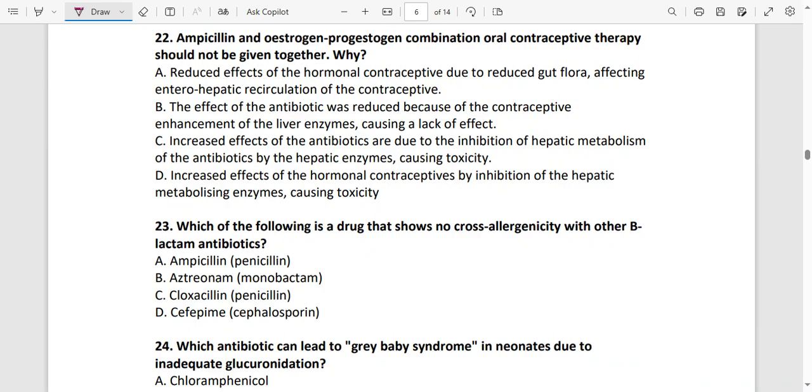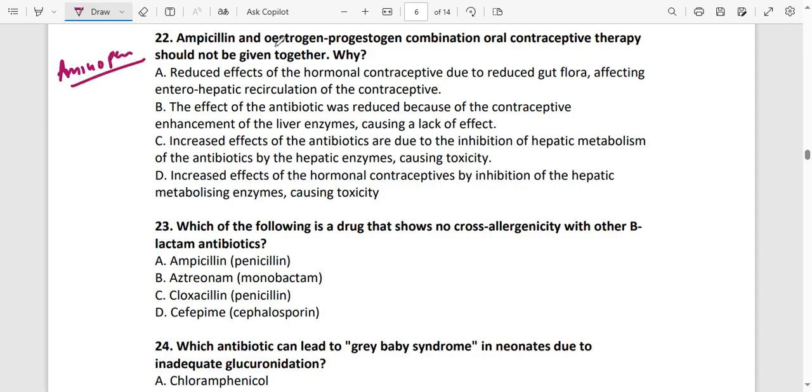Ampicillin and estrogen progesterone combination oral contraceptive therapy should not be given together. Why? Let's start. Ampicillin, what class of drug is it? We are from mentioning it on top. Thank you so much. It's actually a penicillin, an aminopenicillin, a cell wall synthesis inhibitor.